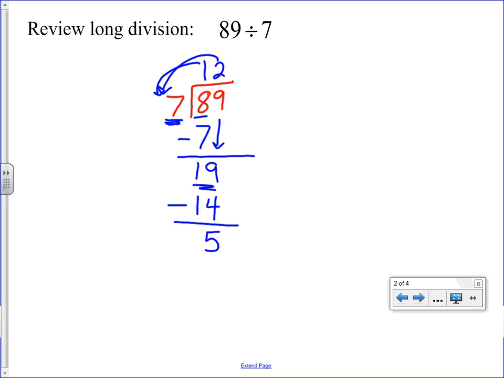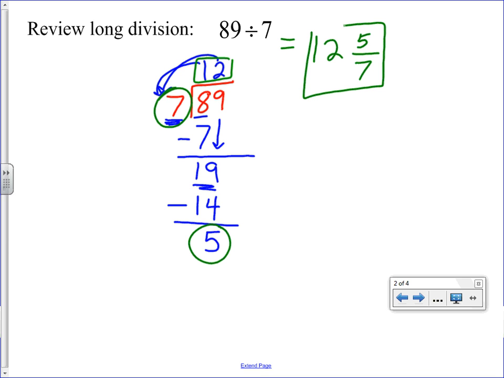All we have to do is write our final answer correctly. So 89 divided by 7 equals our answer, which is 12. And then our remainder, we're going to write as a fraction. The remainder is going to be 5, which comes from down at the bottom of our problem, over 7, which is our divisor. And it's always going to be your remainder over your divisor. 12 and 5/7 is the answer to this division problem.